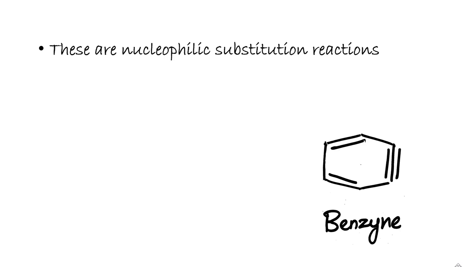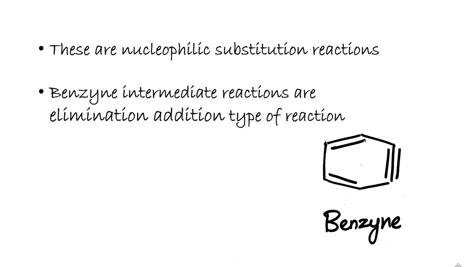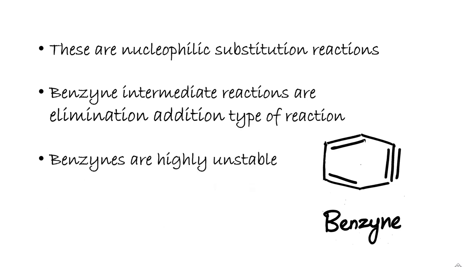Means in the case of benzyne generation, benzyne as an intermediate gives nucleophilic substitution reactions. In the case of normal benzene, it gives electrophilic substitution reaction, but benzyne gives nucleophilic substitution reactions. Then benzyne intermediate reactions are elimination-addition type of reaction. Means first elimination takes place, which gives you benzyne as an intermediate, and after that addition reaction takes place. So it is an elimination-addition type of reaction.